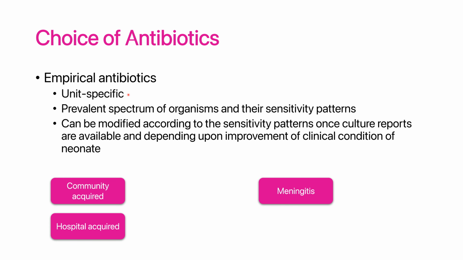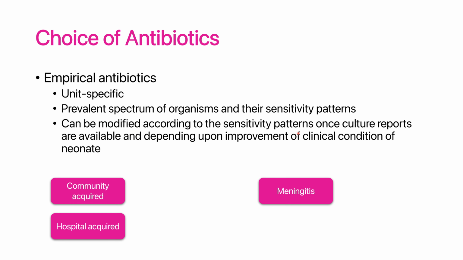The empirical antibiotic therapy has to be unit specific. What does it mean? That means in your particular unit or in your particular hospital, depending upon the review of various culture reports that were available to you in the last 3 to 6 months, you have to see which is the most common organism isolated from all the cases of early onset neonatal sepsis and which is the antibiotic coming sensitive to most of those organisms. Depending upon that, you have to formulate a unit specific protocol which you will be using while deciding upon the empirical antibiotic therapy for a suspected case of neonatal sepsis. So this has to depend on the prevalent spectrum of organisms and their sensitivity patterns.